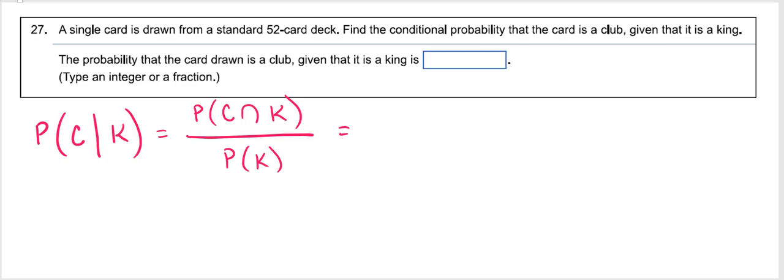Going for the denominator first, the probability of a king. There are 4 cards out of the 52 that are kings. Of those 4 cards, there's only one that is a club. Right? There's 4 kings and there's one that's a club. So the probability of being a club and a king is 1 out of 52. So the probability of a club given a king would be 1 out of 4.